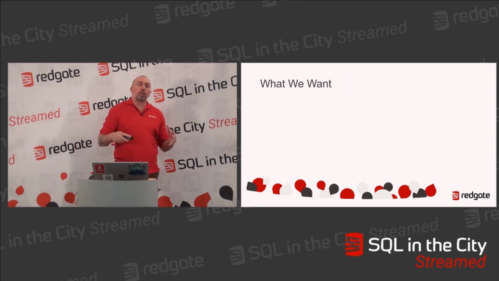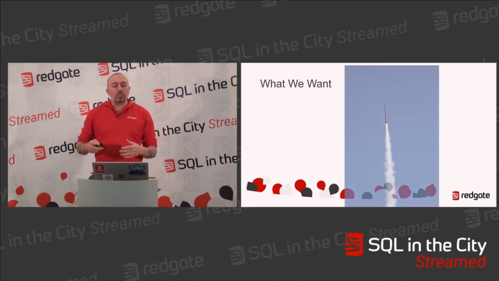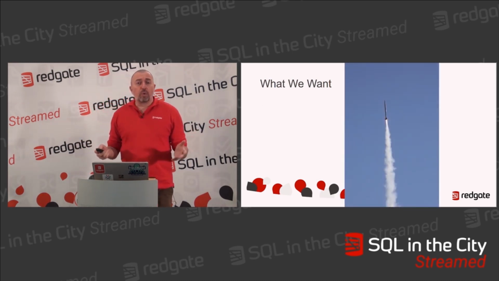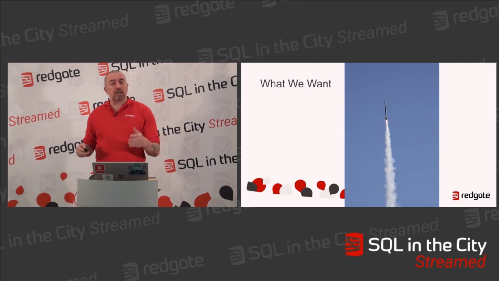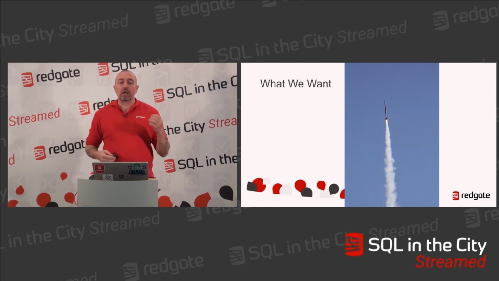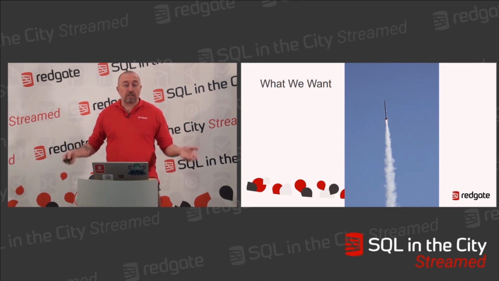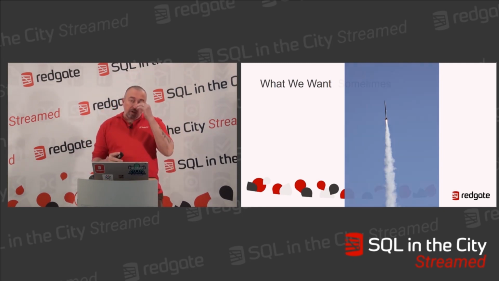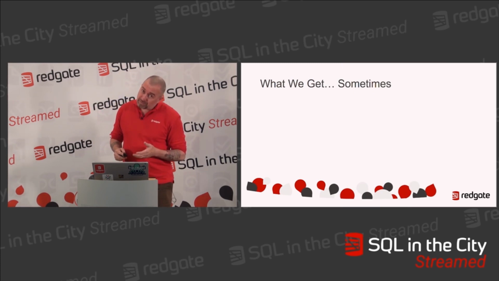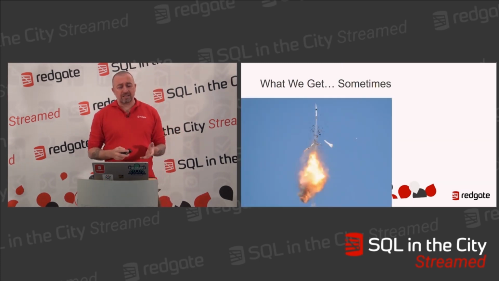So what do we want out of SQL Server? Well, we want it to fly. We want it to work. We want it to be online, available, and working well. We want our businesses to continue to function. We want everything to work. We want the rocket to take off and do what it's designed to do. This is what we're aiming at. This is our goal.